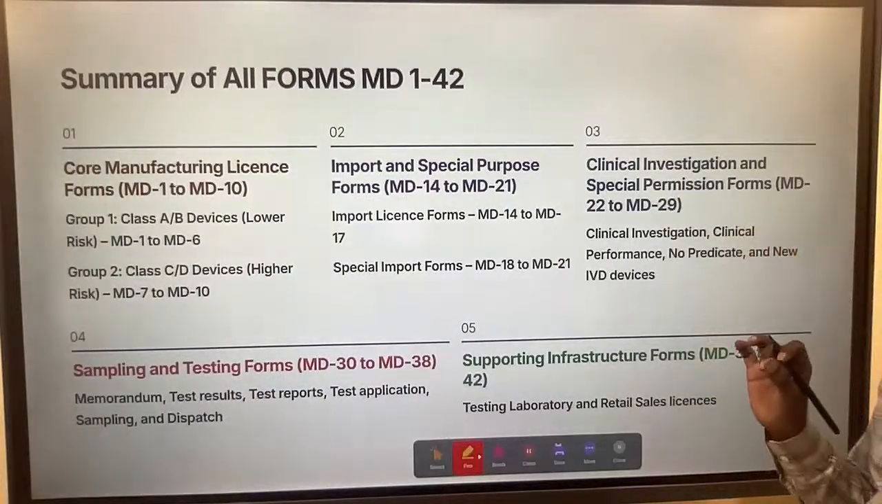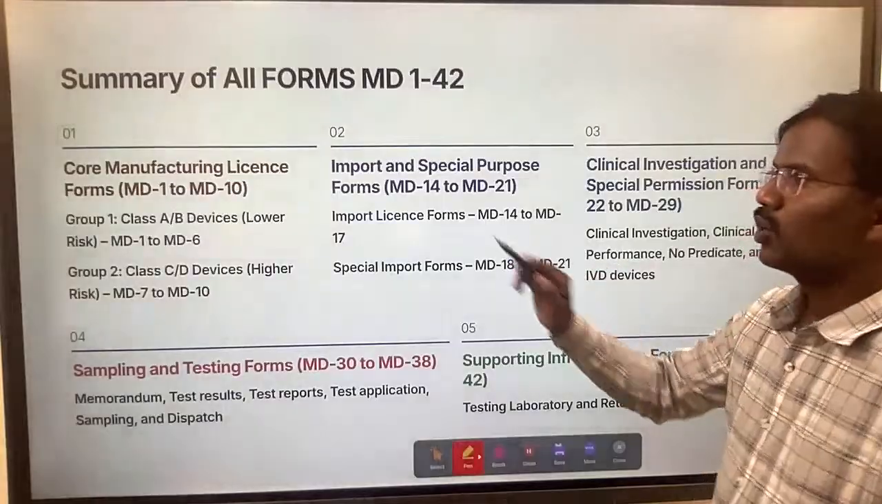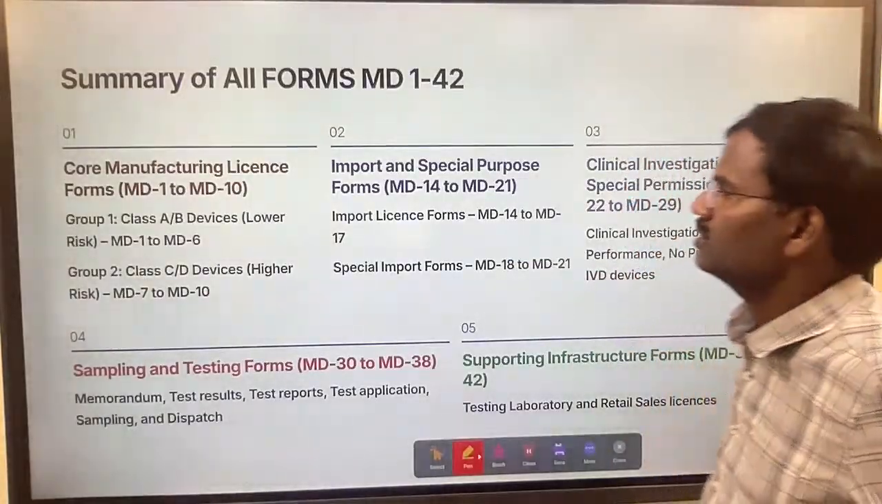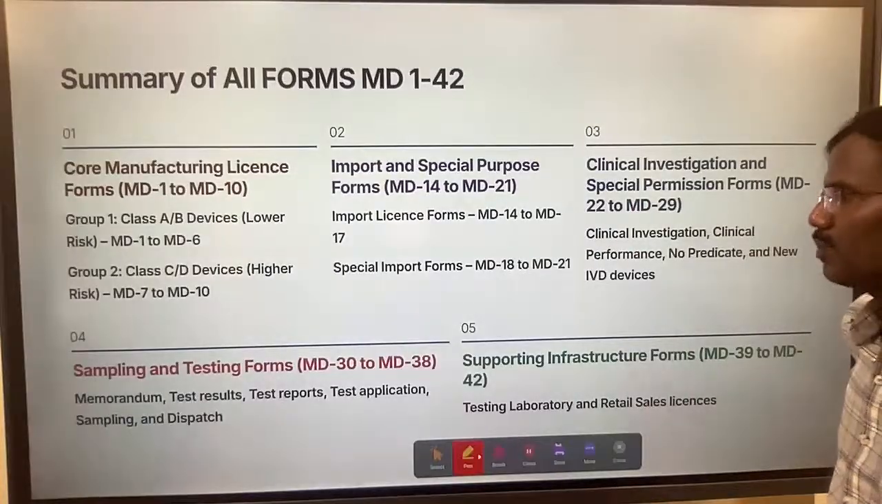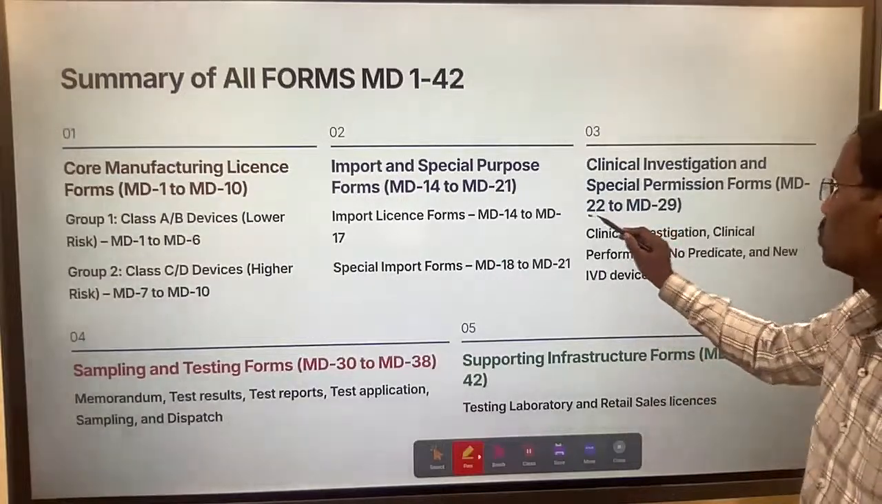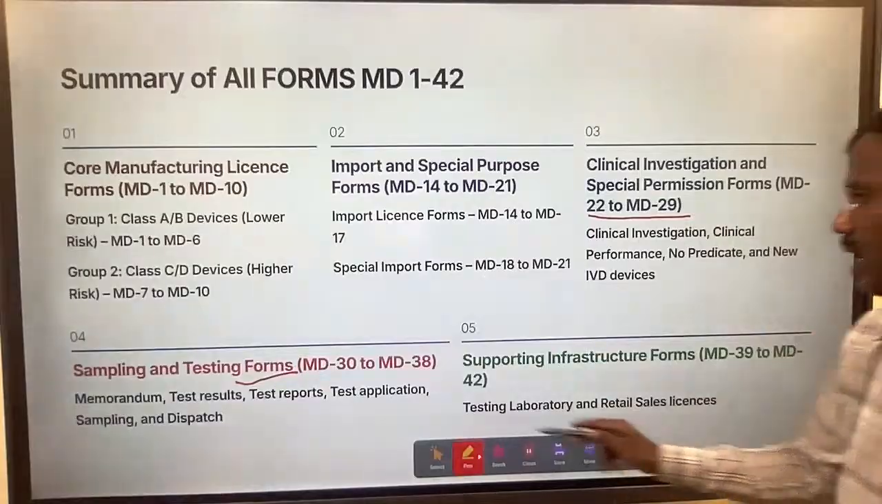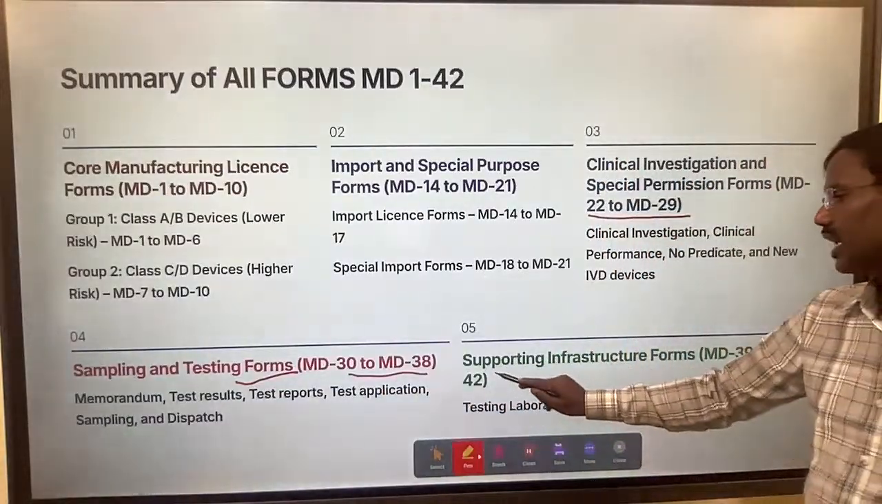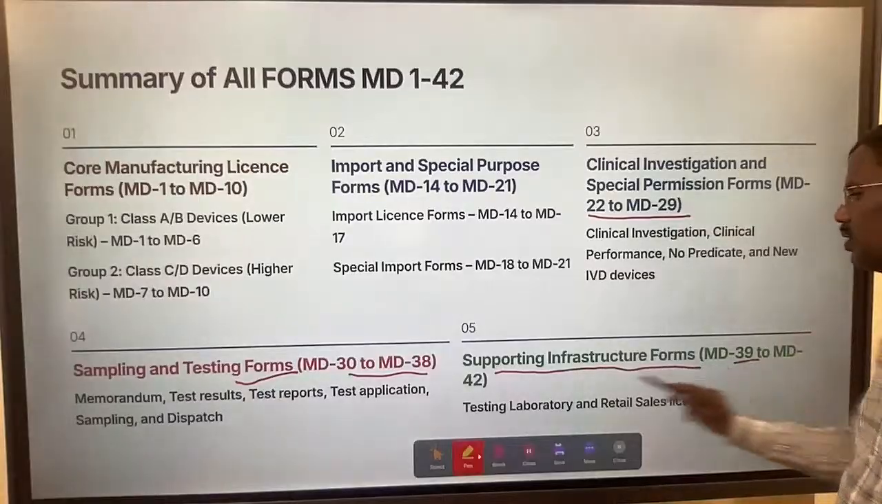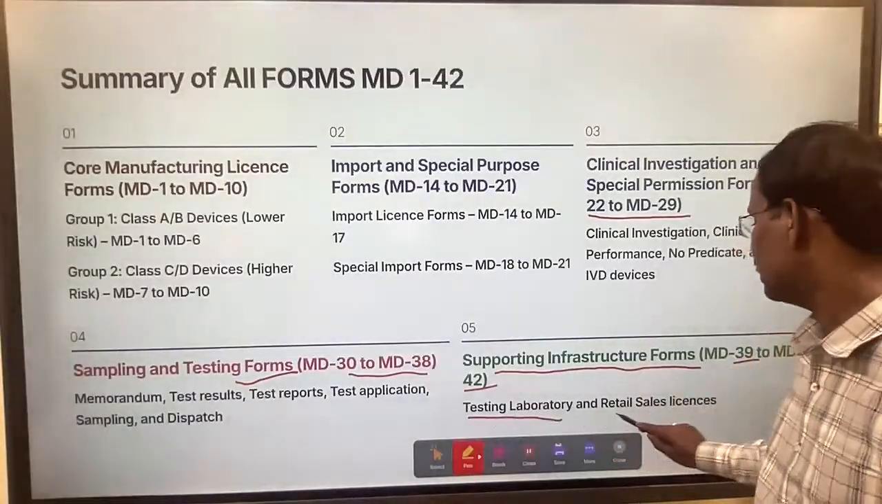The forms are referred to by the abbreviation MD, medical device form number 1. MD1 to MD10 is the core manufacturing license. The second category is import and special purpose forms. The third one talks about clinical investigation and special permission forms, that is 22 to 29. The fourth is sampling and testing forms, MD 30 to 38. The fifth category is supporting infrastructure forms, MD 39 to 42. It talks about testing laboratory and retail sale license.